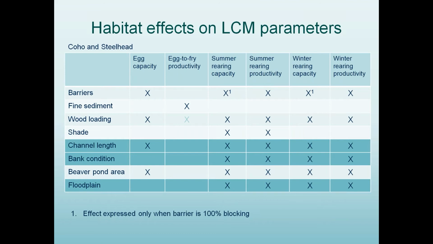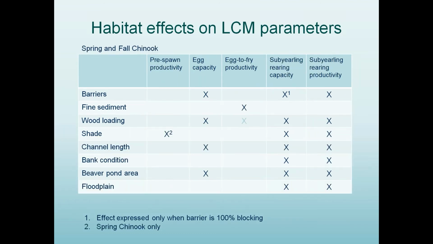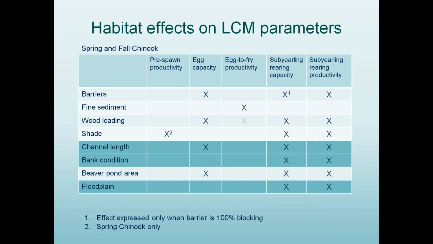And this is for coho and steelhead. If we look at Chinook, which in this basin have a different life history, they all go out as sub-yearlings. So we're only looking at affecting sub-yearling capacity and productivity, and not much effect on pre-spawn productivity in this case. So spring Chinook here are holding through the summer, and they are affected by temperature quite a bit. We could actually have an X here because in our model, the floodplain connectivity does affect the stream temperature as well.